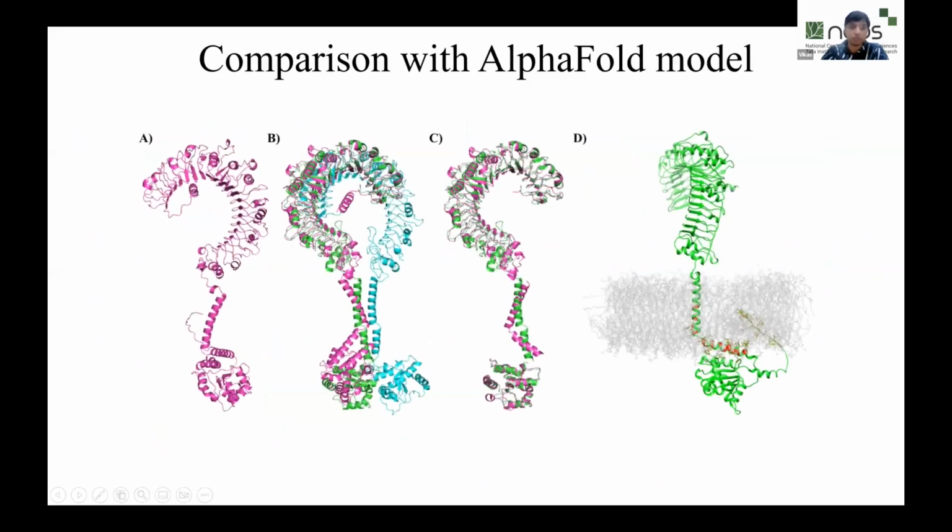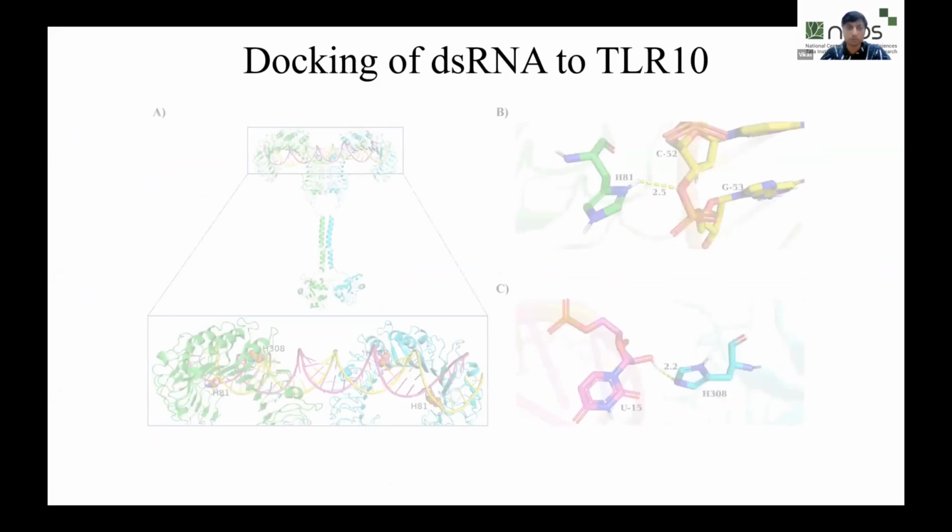Next, we compared our model with the AlphaFold model. Here the magenta one is the AlphaFold model. When we superimpose the AlphaFold model with our model, the domain-wise superposition is good, but the domain organization in general is not good for the AlphaFold model, simply because when we put in the lipid bilayer, it shows several clashes. Therefore, we went ahead with our model structures for further analysis.